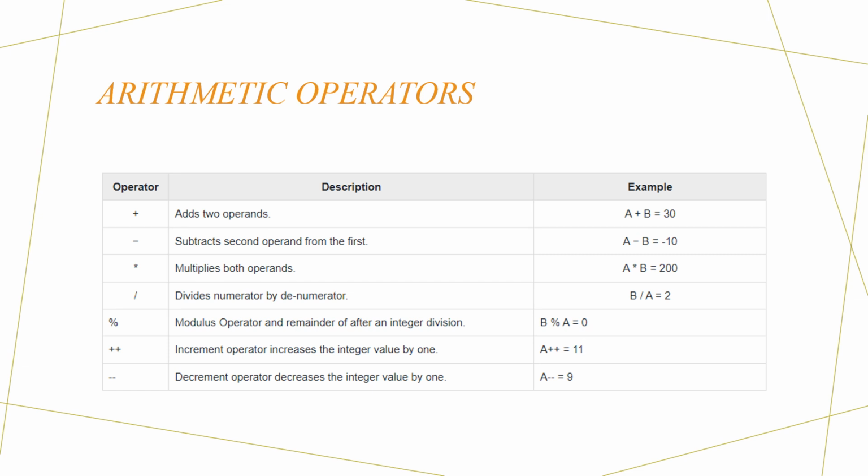The percentage sign is the modulus operator, and it gives the remainder after an integer division. So when one number is divided by another, the remainder of the division is represented by the modulus. Plus plus is the increment operator, which increases the integer value by 1, that we already discussed in the unary operators, plus plus and minus minus.